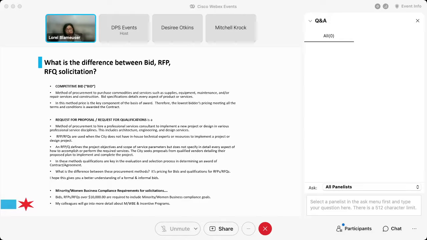In every one of our solicitations that are over $10,000, there's a requirement of the MBE and WBE compliance goals, which is the minority women businesses. There's also bid incentives and other programs that are offered, which my colleagues will be going into after I complete my presentation. Next slide, please.